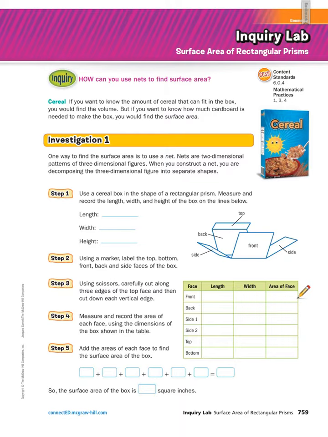So it says one way to find surface area is to use a net, and nets are two-dimensional patterns of three-dimensional figures. When you construct a net, you are decomposing the 3D figure into separate shapes. In other words, you're breaking down a 3D box, a prism, into separate rectangles. Alright, so in step one, what we did in class is we actually cut open cereal boxes and measured them and did all that fun stuff. What you are going to be doing is doing these numbers that I'm about to make up for you.